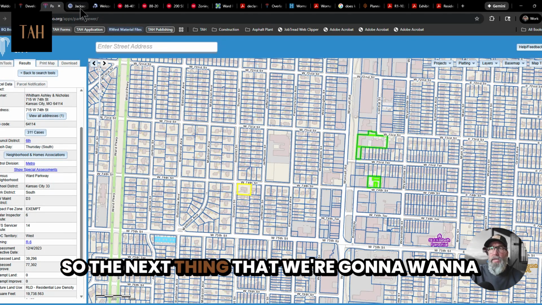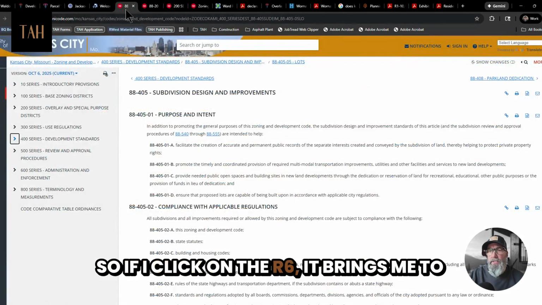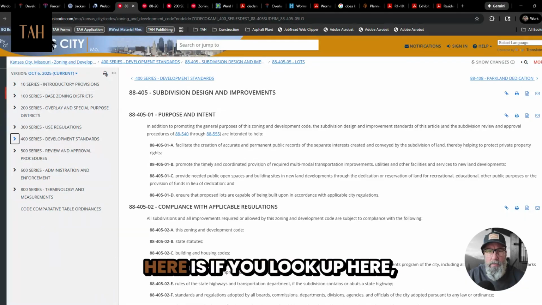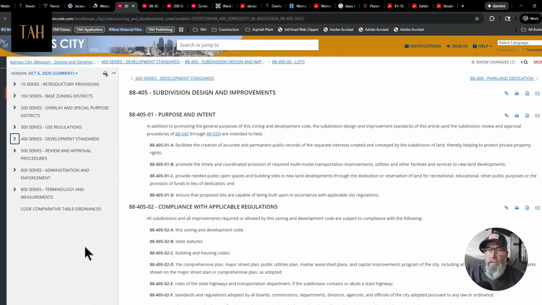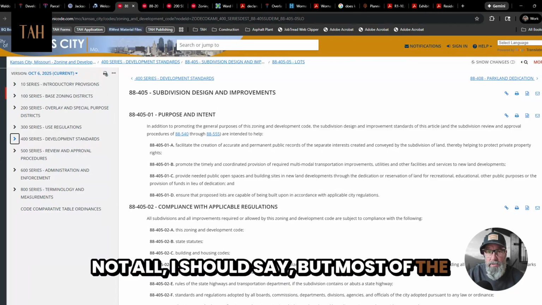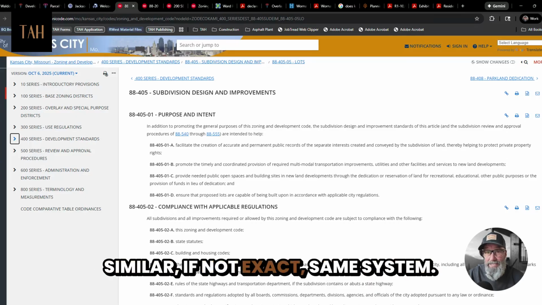So the next thing that we're going to want to do is understand what this R6 means. So if I click on the R6, it brings me to the Kansas City Municipal Code. Now, I want you to understand something here: if you look up here, library.municode.com, it seems that most of the cities in the United States use a very similar, if not exact, same system.